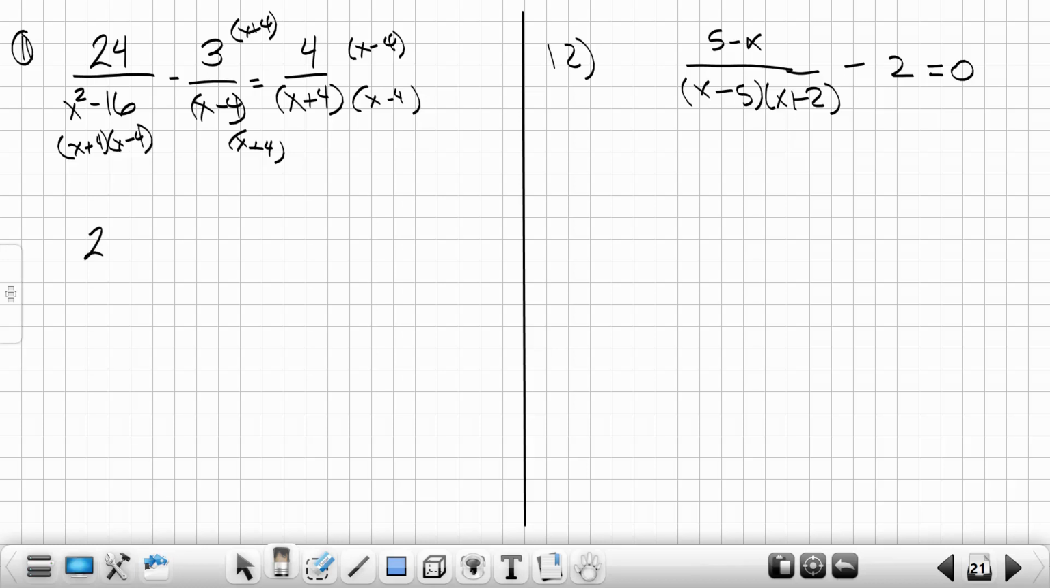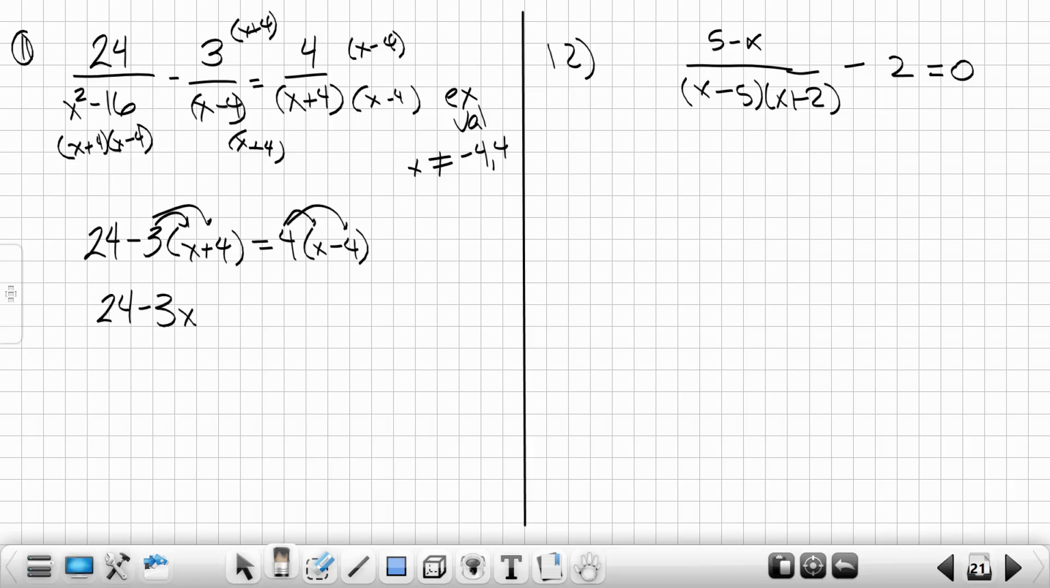So I've got 24. Oh, by the way, my excluded values are going to be x cannot equal negative 4 or positive 4. So I've got 24 minus, my bad, 24 minus 3 times x plus 4 equals 4 times x minus 4. Distribute. 24 minus 3x minus 12 is equal to 4x minus 16.